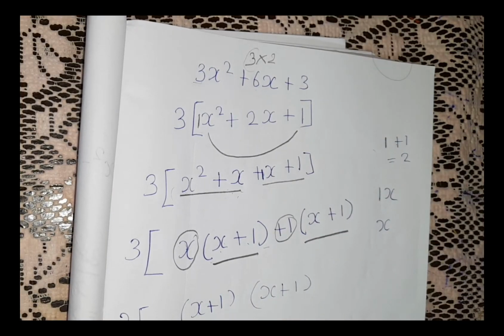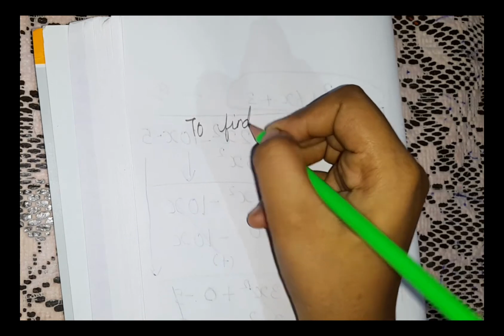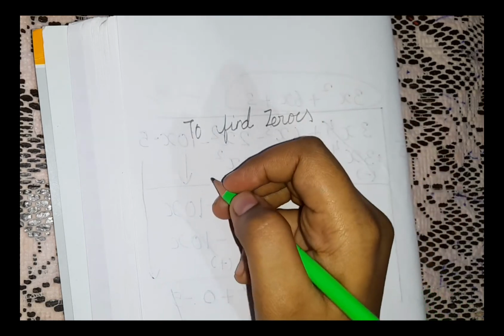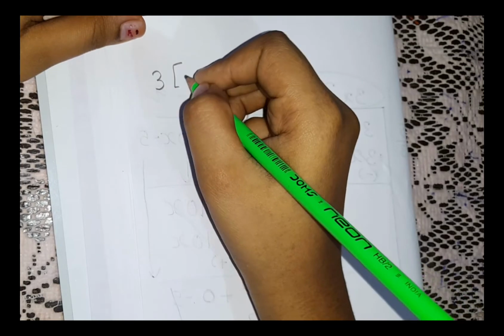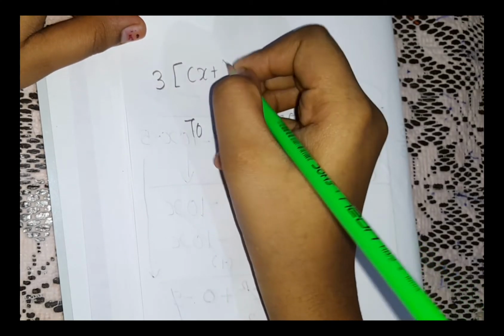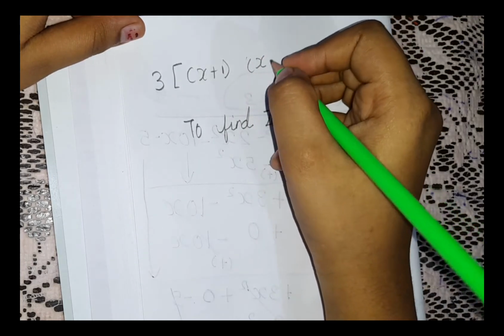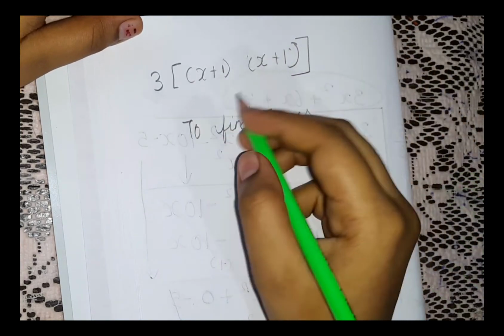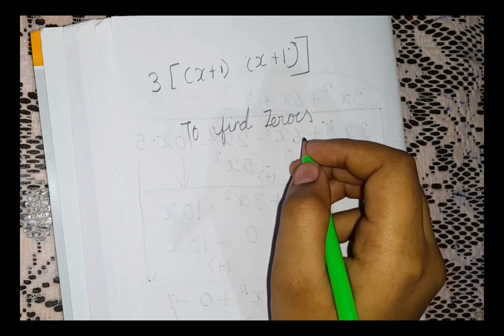Okay, now what we are going to do is write to find zeros. Of course you guys know the form. So let me just write the form, that is (x plus 1) and (x plus 1). Am I right? So it was like this. Okay, so now we are going to find the zeros.